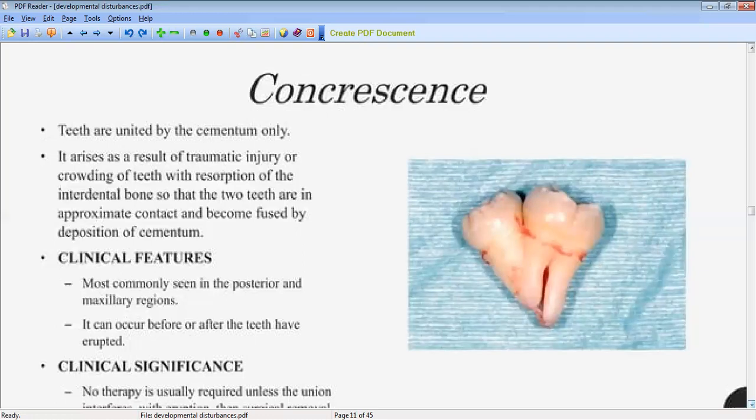The clinical significance of this is: if we would like to extract one tooth and we are not aware of concrescence, then sometimes the adjacent tooth joined by concrescence can come out with the tooth which we are going to extract. Right, so we have to take care of that by taking a radiograph.